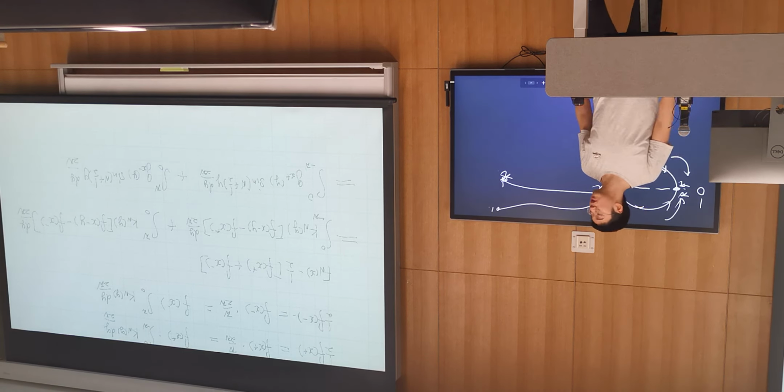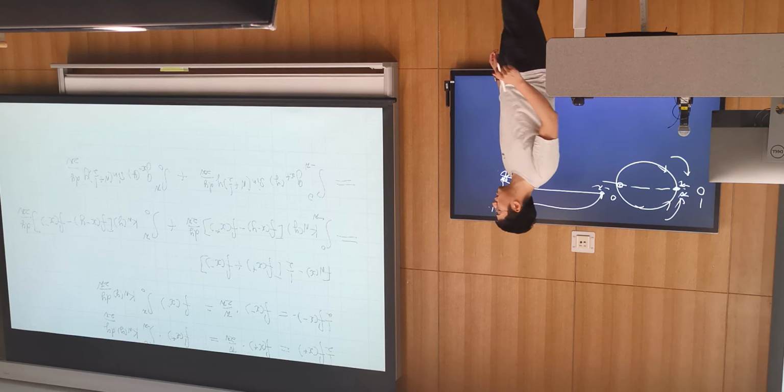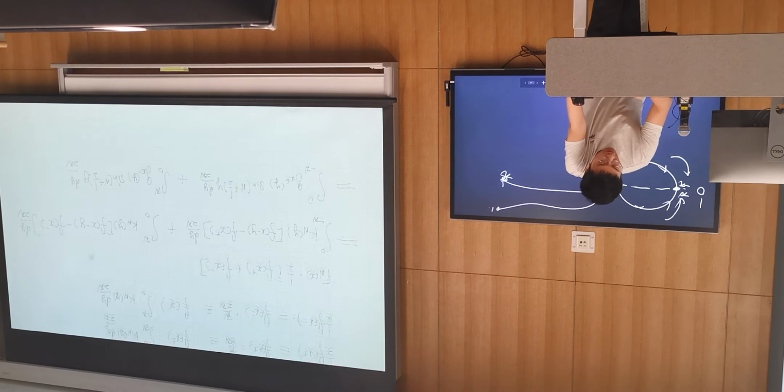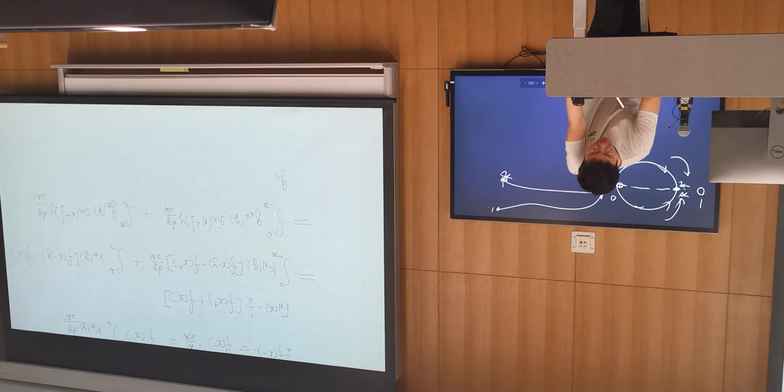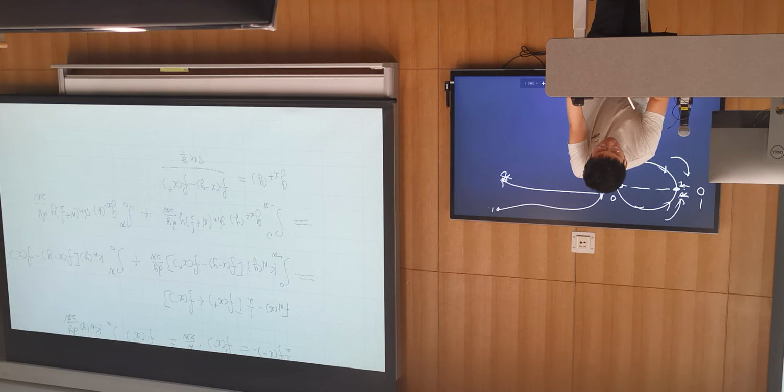And we need to define what is g(x+y) and g(x-y). Here, my g(x+y) is exactly (f(x-y) minus f(x+)) over sine(y/2). And my g(x-y) is exactly (f(x-y) minus f(x-)) over sine(y/2).